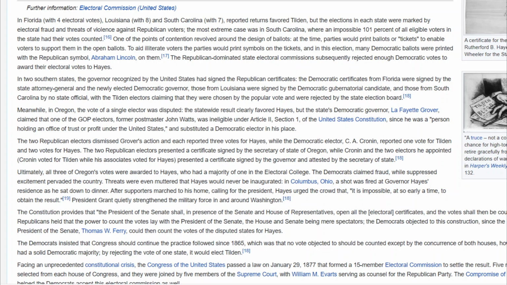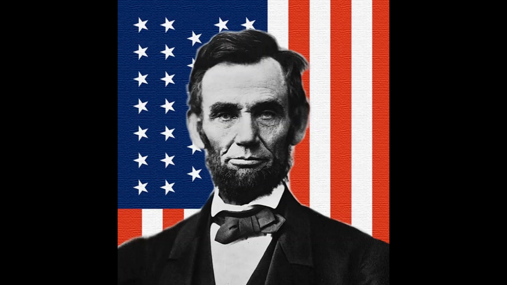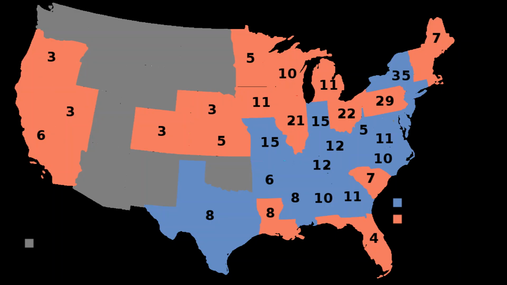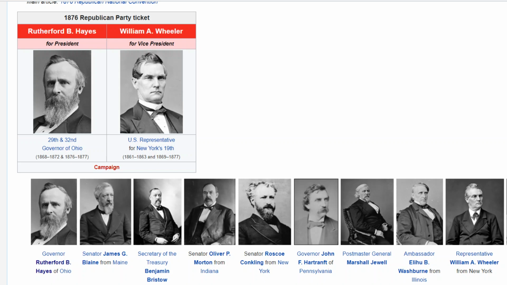One of the points of contention revolved around the design of the ballots. To aid illiterate voters, the parties would print symbols on the tickets. And in this election, many Democrat ballots were printed with the Republican symbol, Abraham Lincoln, on them. The Republican-dominated State Electoral Commission subsequently rejected enough Democrat votes to award their electoral votes to Hayes.